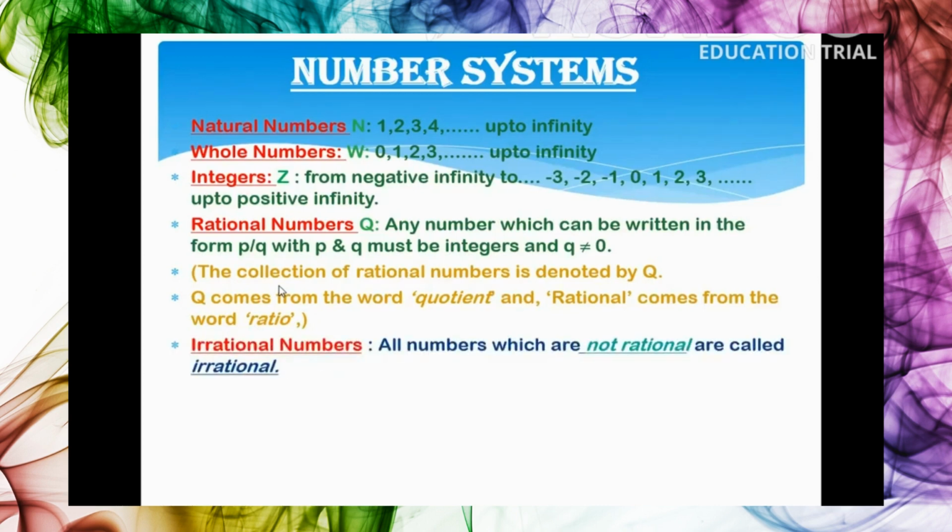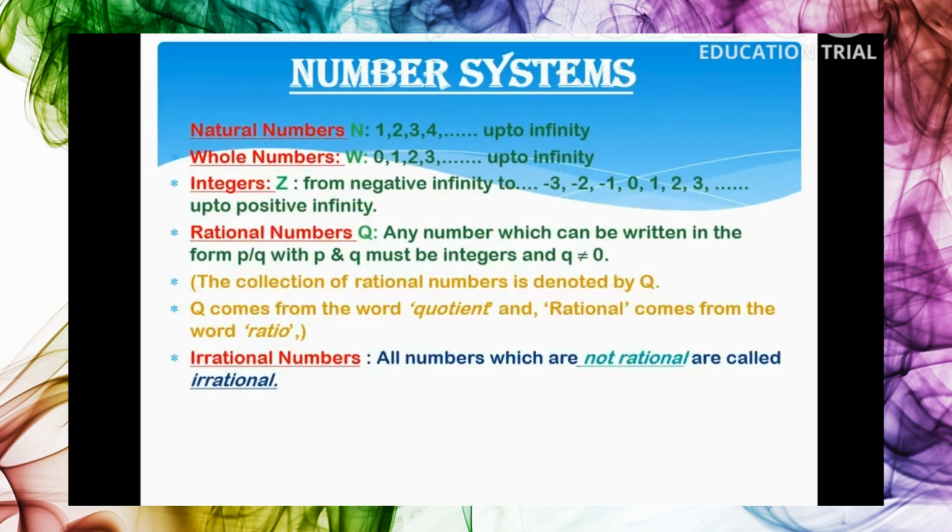Irrational numbers are not rational. So all numbers which are not rational are called irrational. That means the property of irrational numbers is they cannot be written in the form P by Q where P and Q are integers with Q not equal to 0. So here we have discussed the number system, the basic family of numbers or basic sets of numbers.